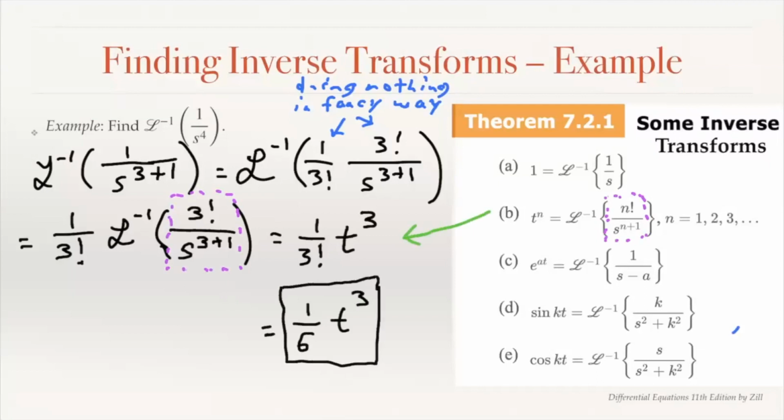1/6 t cubed. So remember this trick where we can always put a constant inside and then divide by that same constant to do nothing and not transform what we're doing. That's a very powerful trick that we'll be doing a lot in finding inverse Laplace transforms.